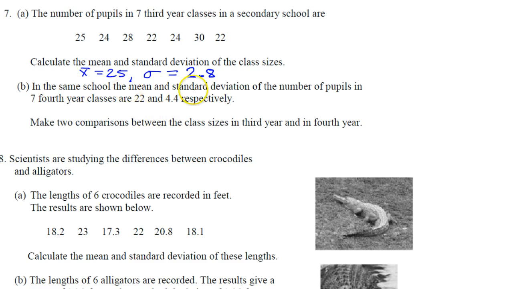All right, in the same school, the mean and standard deviation of the number of pupils in 7 fourth year classes are 22 and 4.4. Okay, so that's the mean, that's the standard deviation. Make 2 comparisons. The two comparisons are supposed to come from comparing the means, and then comparing the standard deviations. So the mean, we are talking about class sizes. Looking at these two means, is it the third year classes or the fourth year classes that have a higher class size? Well, the third year classes have a mean class size of 25 compared with only 22. So we can say that the third year classes have a higher class size.